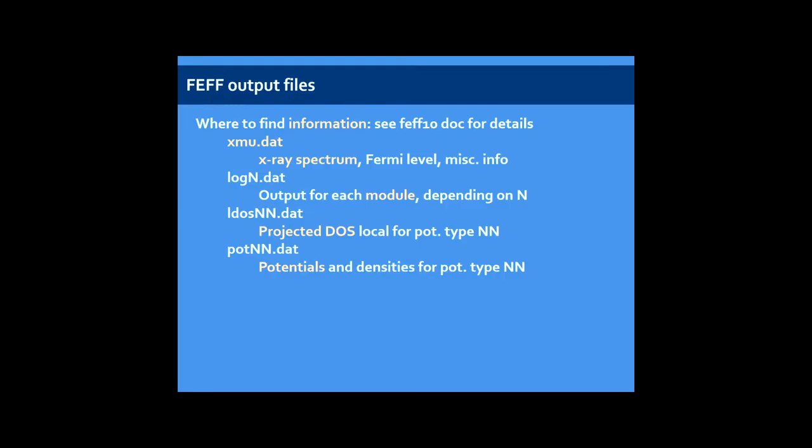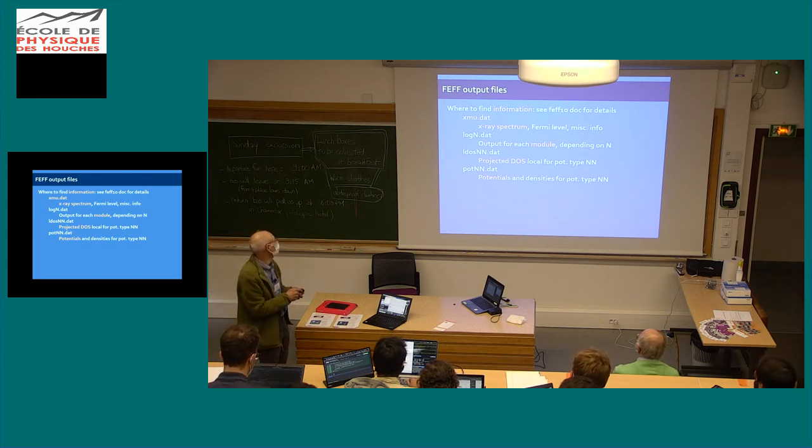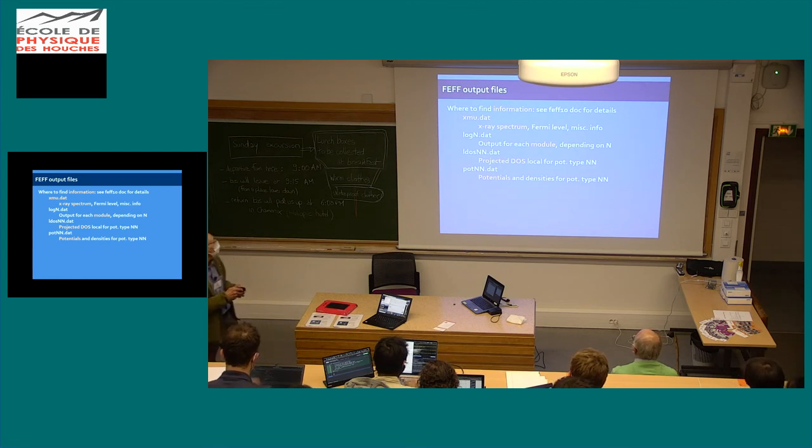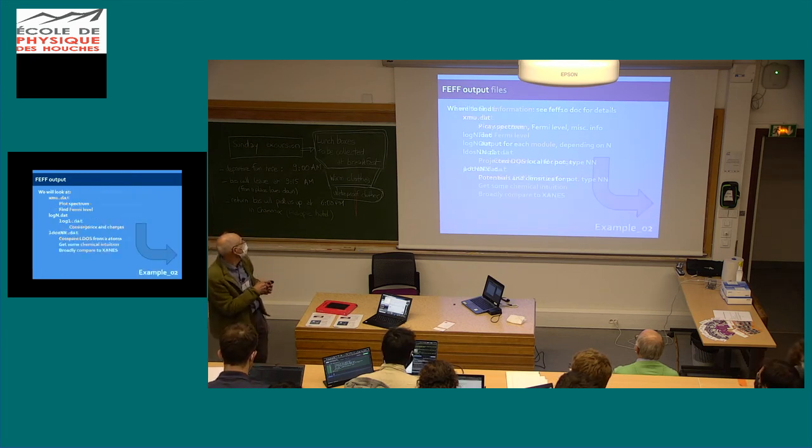Okay, output files. So these are the various files. The XMU is the spectrum. The log file gives you the output. It tells you about errors, if there are any, or what it's doing. The LDOS NN.dat is the local density of states, SPDF, for each potential. So it's a local density of states on each atom or on the core hole. And then the potentials, if you want it.